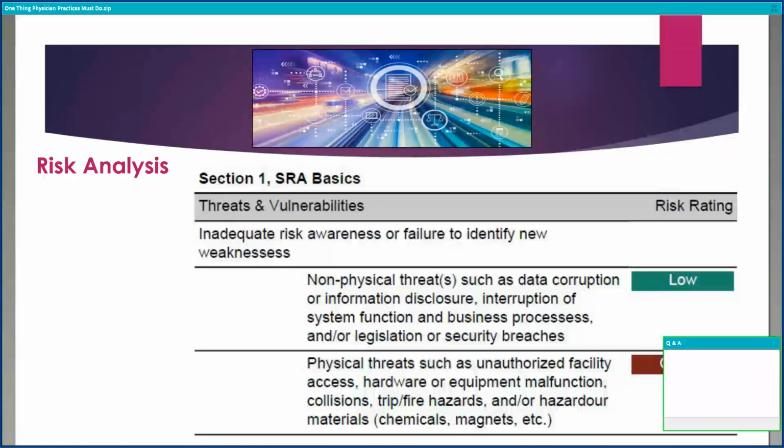In the second example, the physical threats, such as unauthorized facility access, hardware or equipment malfunction, collisions, fire, trip hazards, and other hazardous materials, is rated as critical. This may have been based on the findings, such as the server room or closet was located by the unlocked back door in an unmonitored area, and there perhaps was no lock on the server room door.